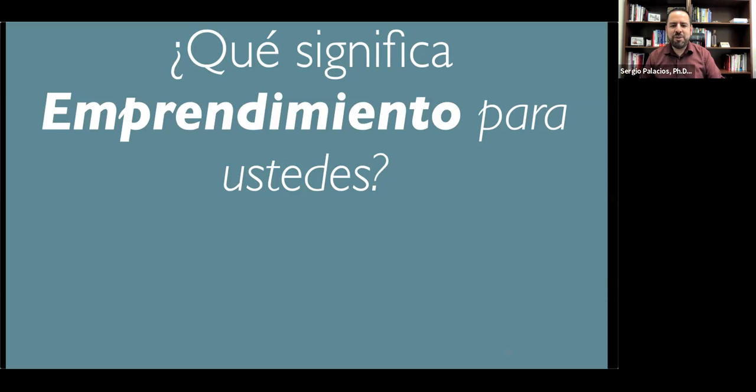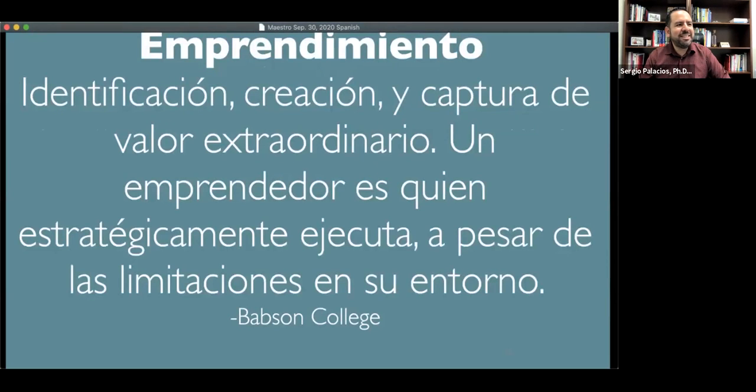Ser emprendedor era crear tu negocio, abrir un negocio y crear fuentes de trabajo, vender mis productos. Esa era mi definición. Me encantó tu definición, Celina Rodríguez: solucionar problemas. Absolutamente. Entonces, típicamente me dicen que la definición es eso.